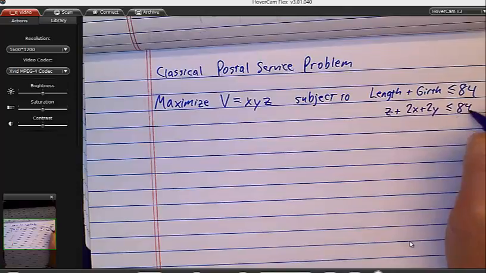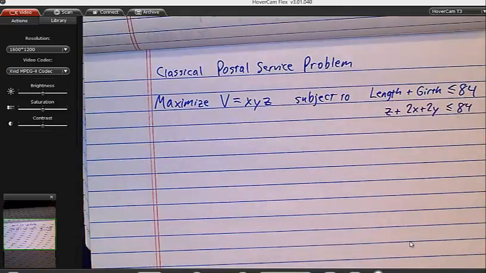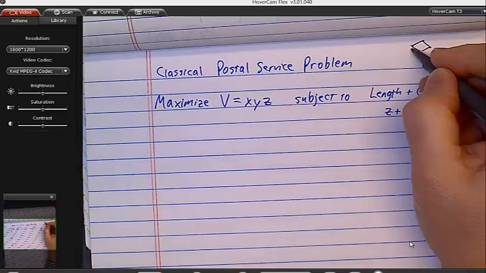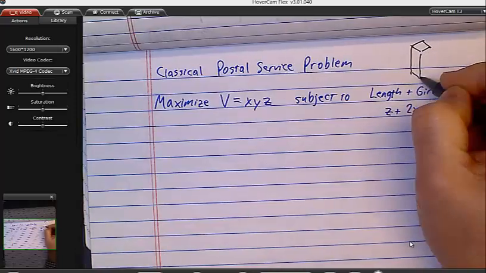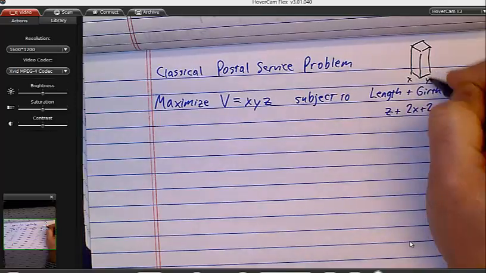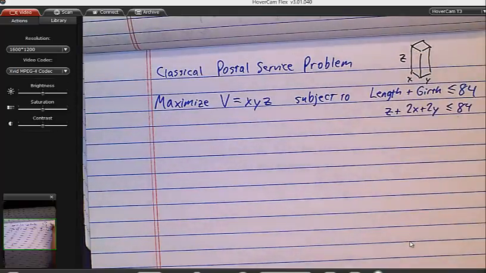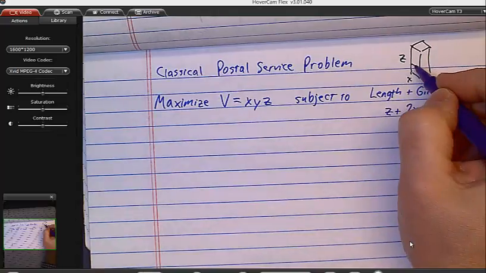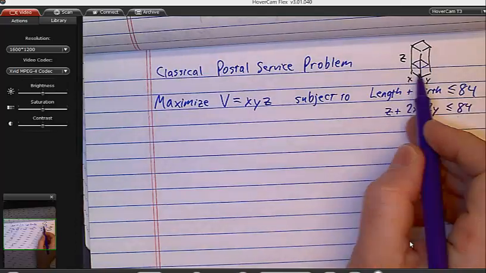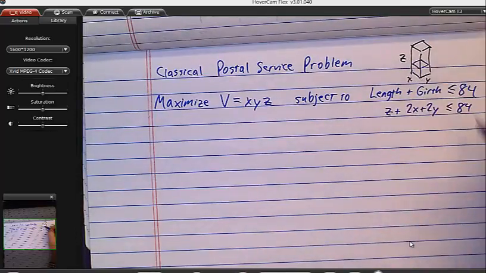And so we decided we'll write it as z plus 2x plus 2y less than or equal to 84. And again, the picture that I had on the board for you guys was, here's my package. If I call this x and y and z, the girth of the package, this 2x plus 2y, is coming from you take a belt and put it around the package. And so however long that belt is plus z has to be less than or equal to 84.